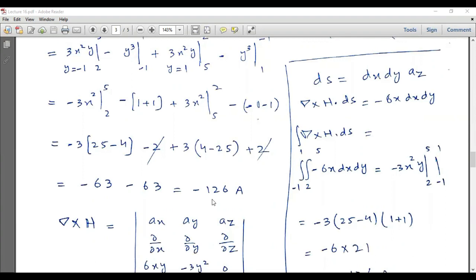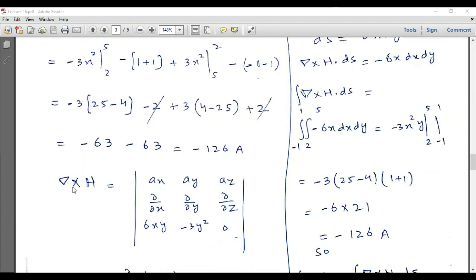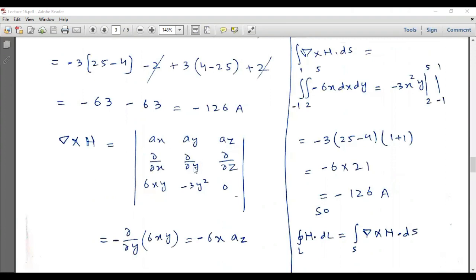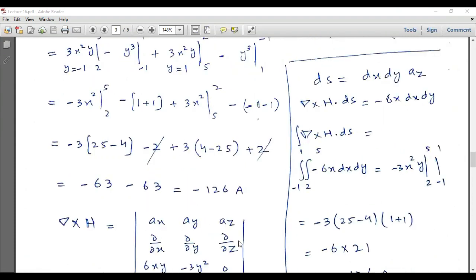So let's evaluate the right hand side of the Stokes theorem, which is equal to the surface integral of del cross H dot dS. Let's first evaluate del cross H. So this is ax, ay, az, this is the vector operator, and these are the components of the H field. The determinant of this expression can be written as minus partial over partial y of 6xy, which is equal to minus 6x az.